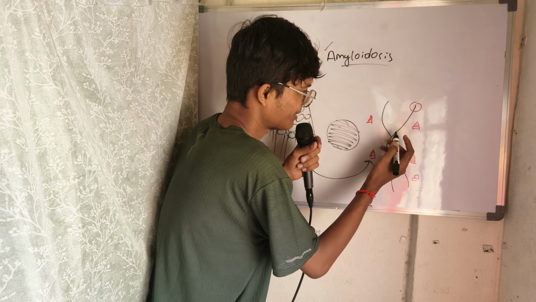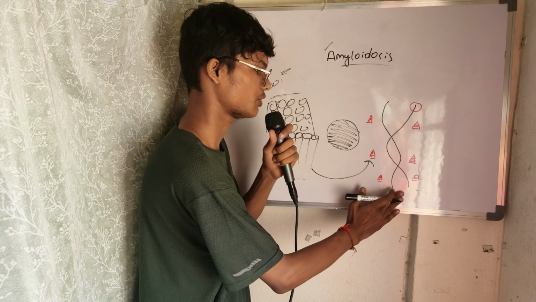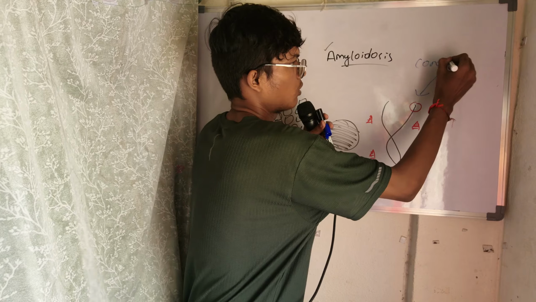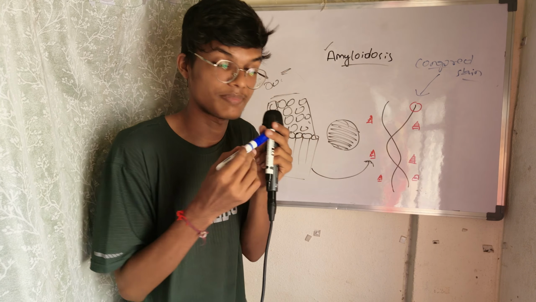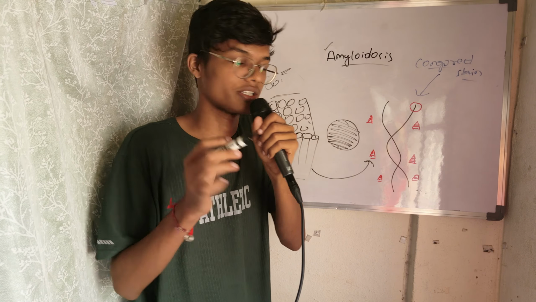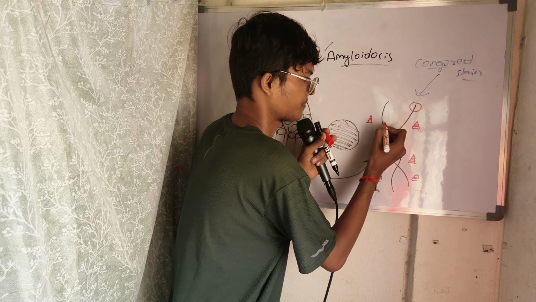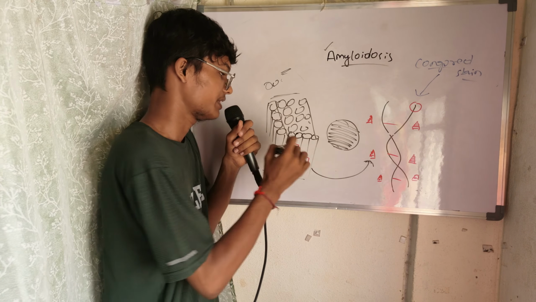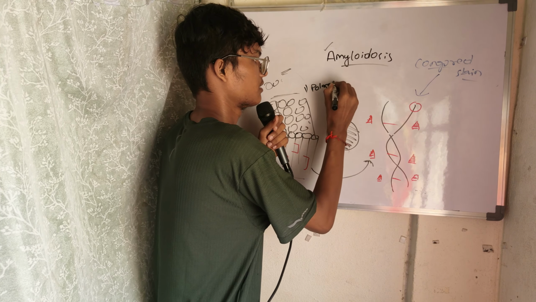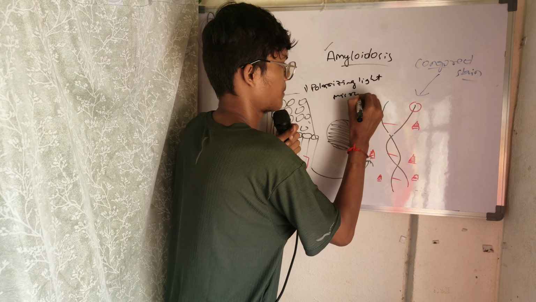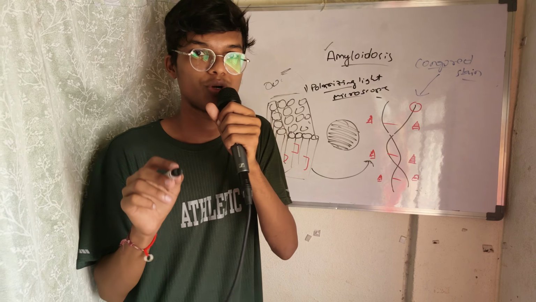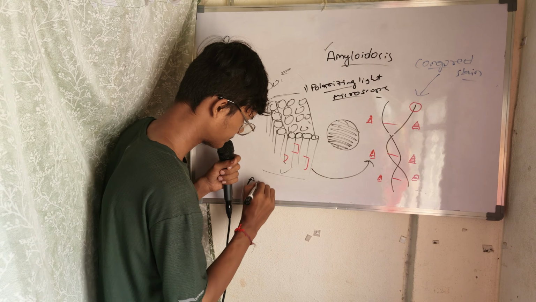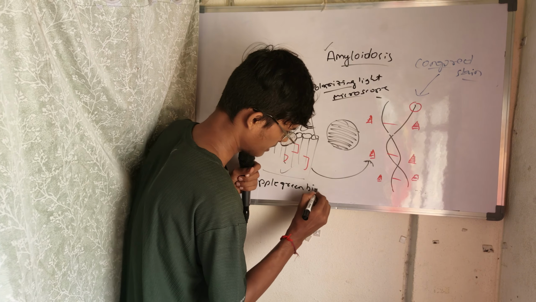Whenever you want to check whether it is amyloid or not, you will stain it with a specific stain known as Congo red stain. What happens after you stain with Congo red stain? This stain goes and attaches here, like this, like this. Whenever you observe it under a polarizing light microscope, how does it appear? It appears as apple green birefringence. This name is very important. Apple green birefringence.